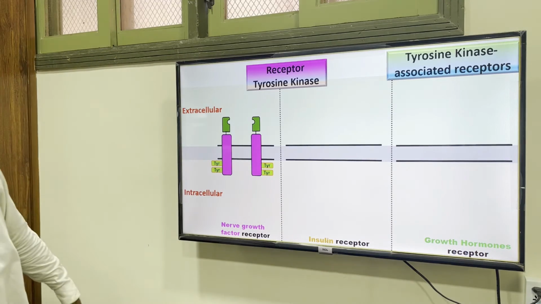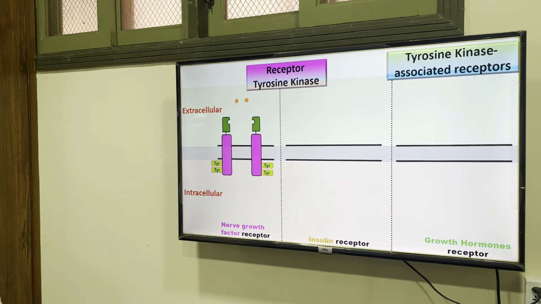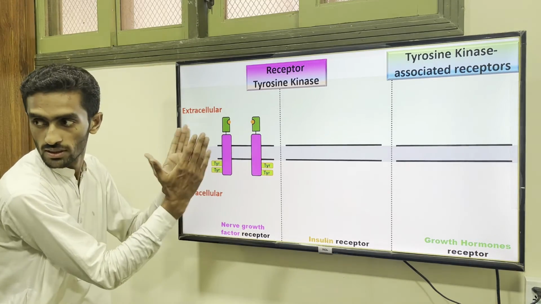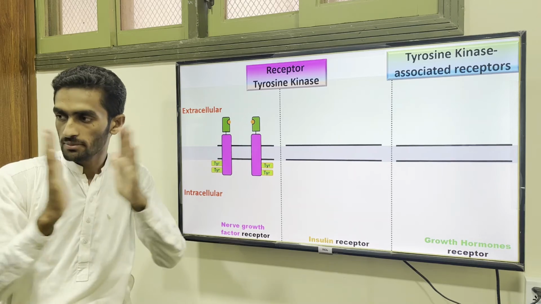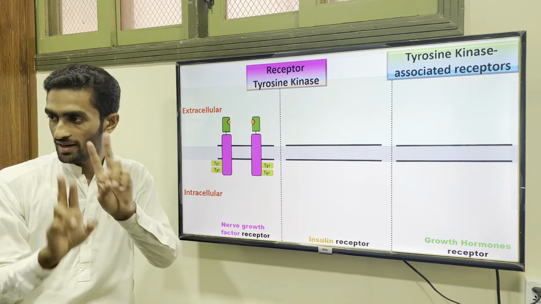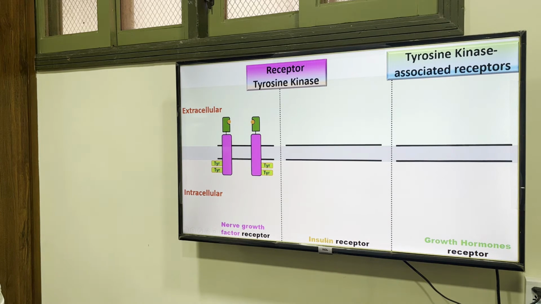So let's see what is happening. For example, here is a hormone. This hormone attaches here. In the next step, the receptor and this system will dimerize, become one. Dimer means one unit. So they become a dimer.